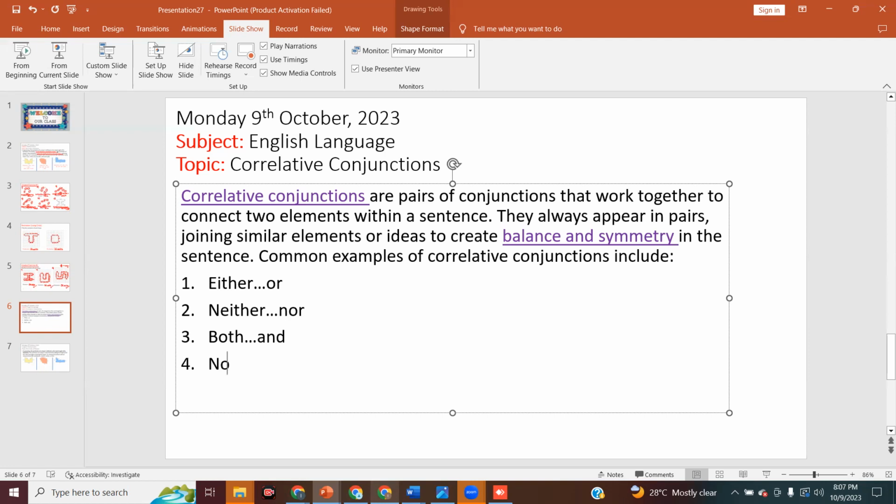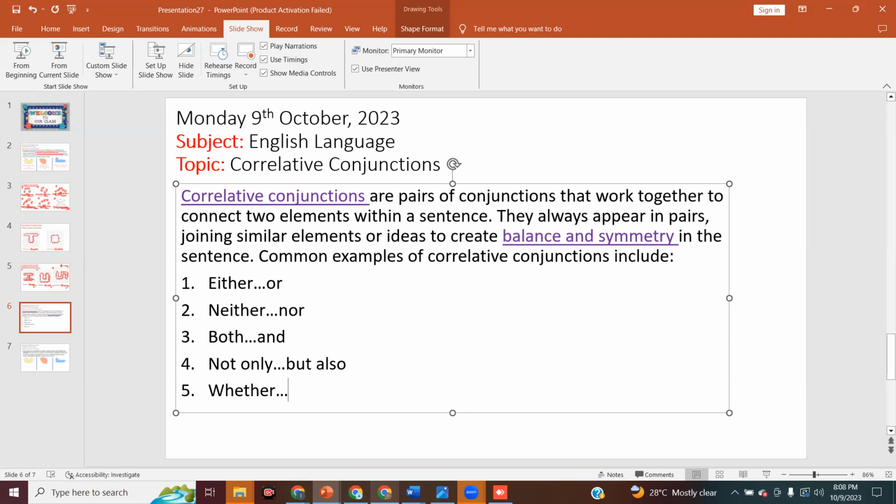And what if I have not only? But also. Very good. So we have either or, neither nor, both and, not only but also. You see how they work like a pair, right? You see how they work together? So when you're using one, you should use the other one, okay? And the last one that we'll talk about would be whether.